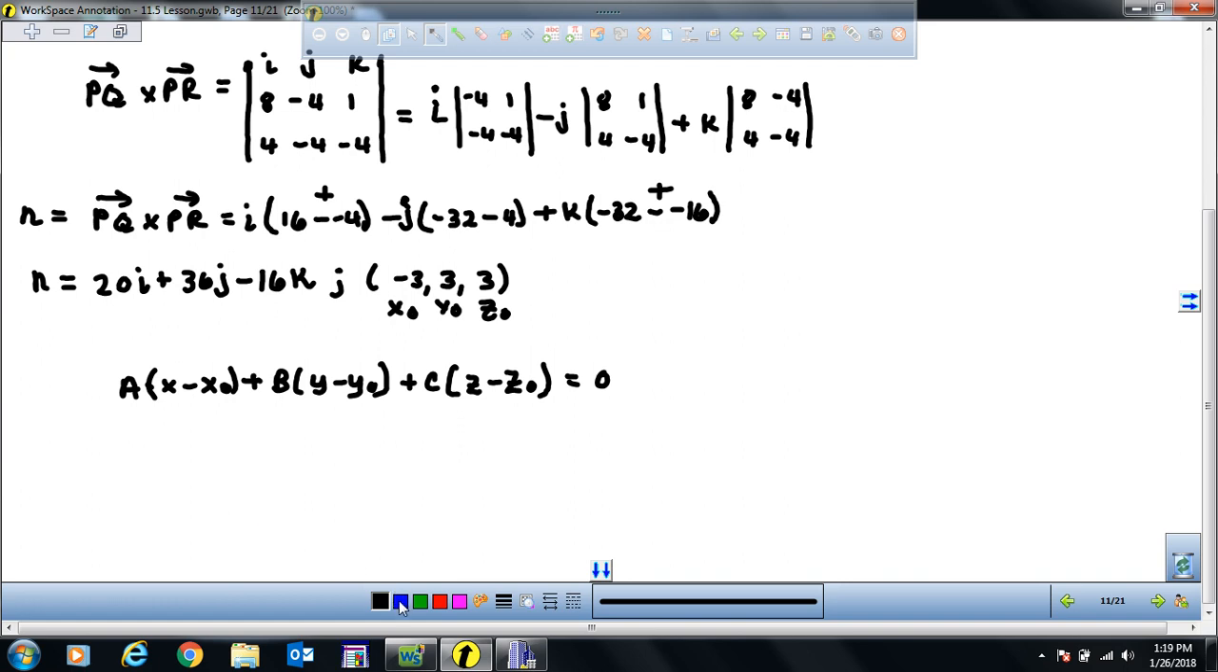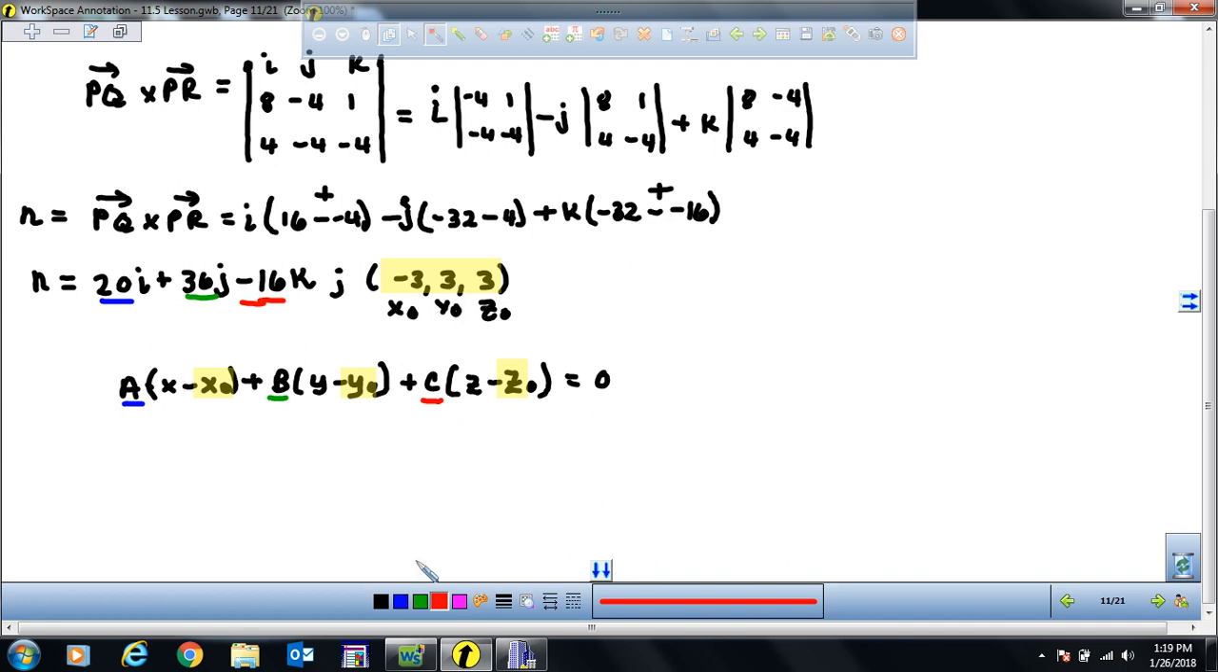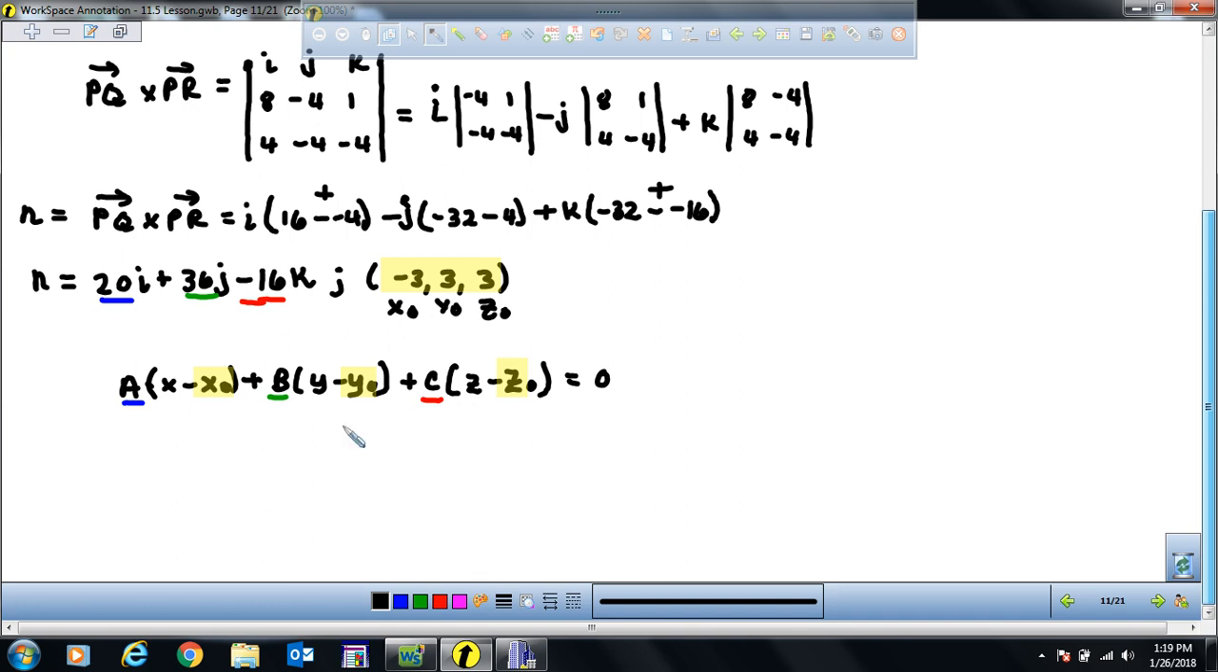So these are my ABC components of that vector. That's the a component, that's the b component, and that's the c component of the vector. And I already have my x of 0, y of 0, and z of 0 up there. We just need to replace those values to get the equation of the plane that is perpendicular to this vector and that passes through the point x of 0, y of 0, and z of 0. I could have used any of the other points, but I'm just taking that first point P as the basis.